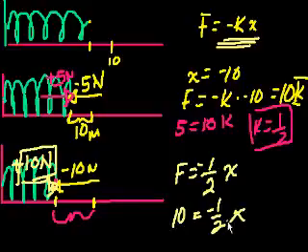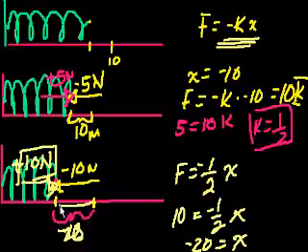And so what is x? We'll multiply both sides by minus 1/2, and you get minus 20. I'm sorry, multiply both sides by minus 2. You get minus 20 is equal to x. So it's minus 20. Whoops, minus 20. So x goes to the left 20 units. So that's all that it's telling us.